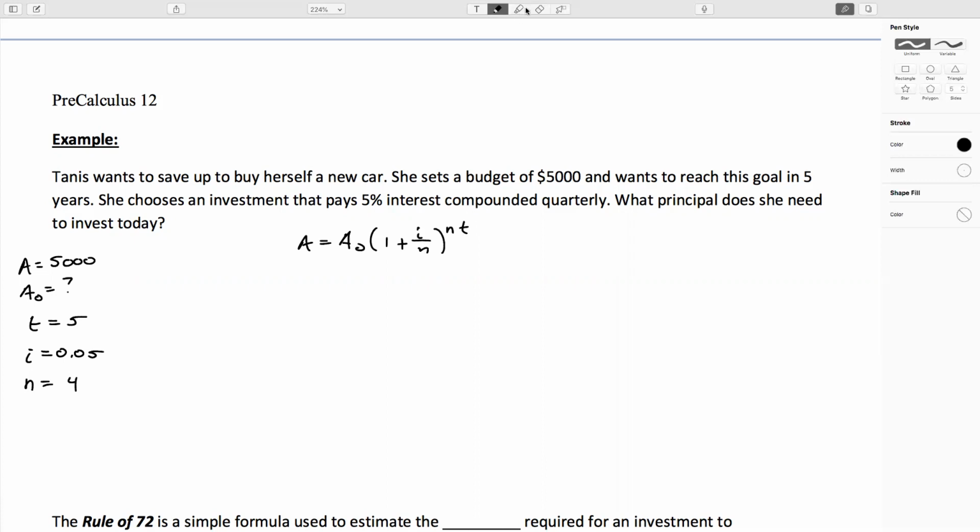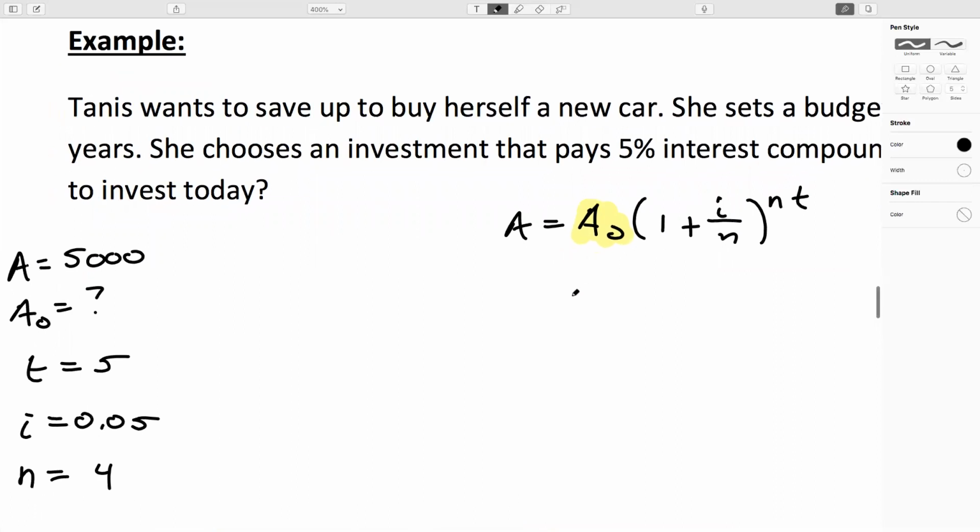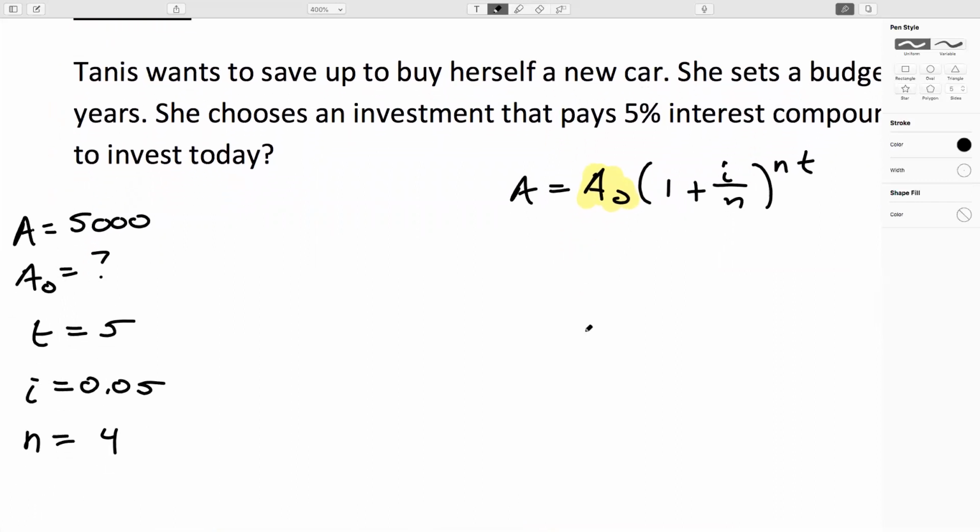And now we aren't solving for A this time, we're solving for A naught. So we have to do some rearranging. If you're more comfortable, you can plug in your numbers first, simplify it a little bit, and then rearrange. But if you want the most precise answer, you need to plug in your numbers all in one shot, because otherwise you'll be rounding. And when you round, you introduce errors.